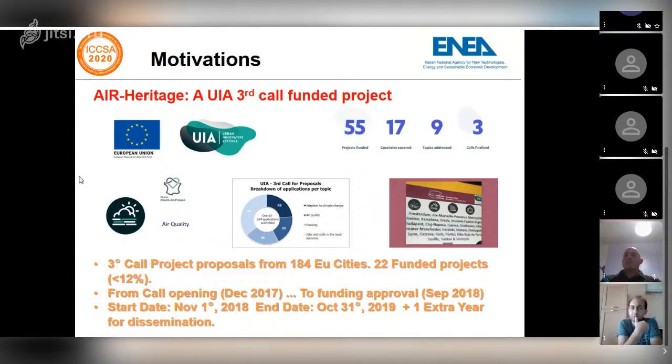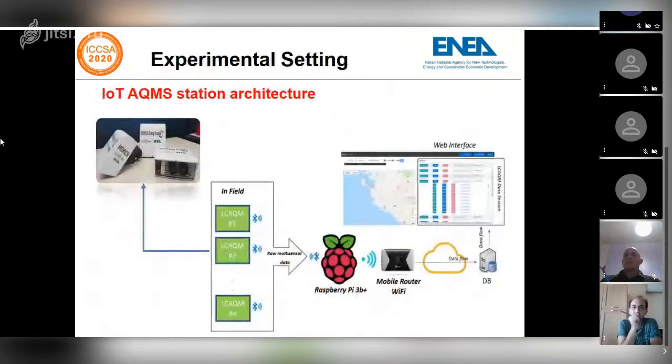But what is the experimental setting, the core of this project? In the figure we can see the IoT system consisting of a network of low-cost air quality multi-sensor devices, specifically MONICA, the Italian monitoraggio cooperativo della qualità dell'aria. These nodes send raw multi-sensor data to a Raspberry Pi, and the data are stored in a NoSQL database, specifically MongoDB. And the data can be visualized in a web interface.